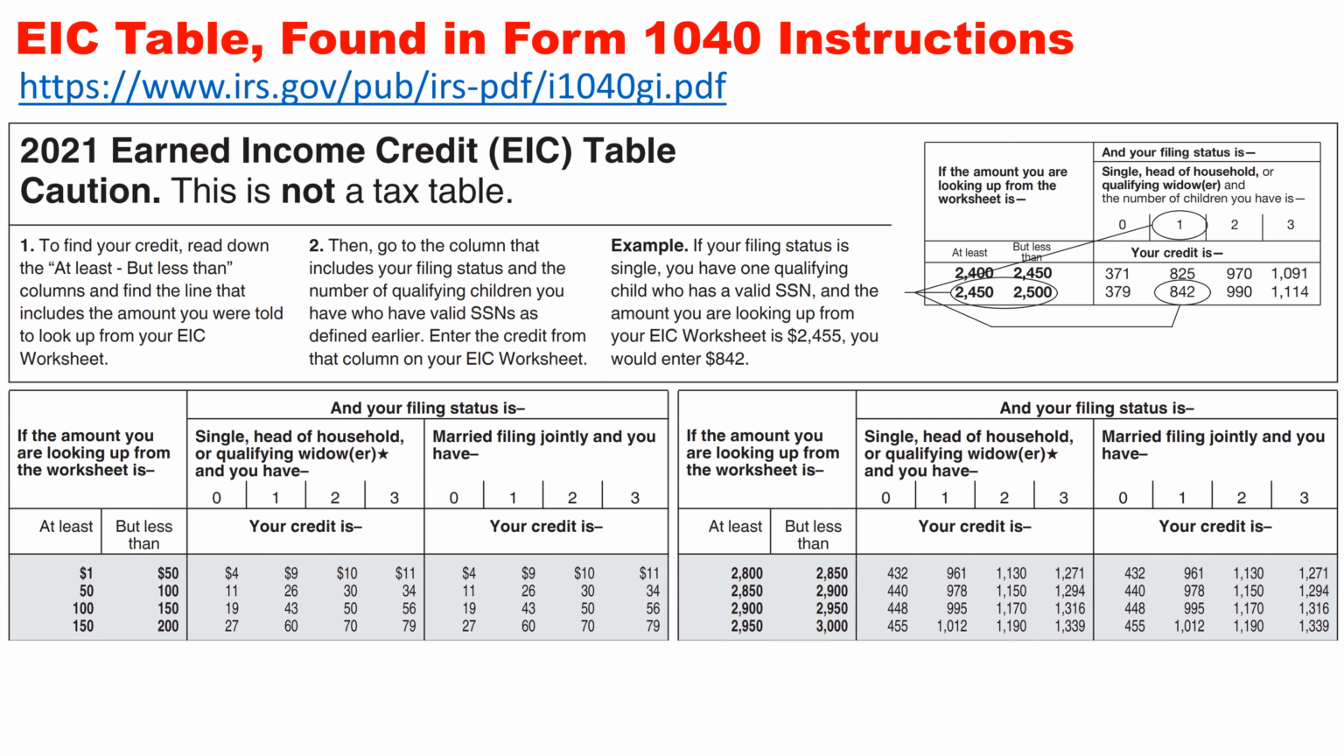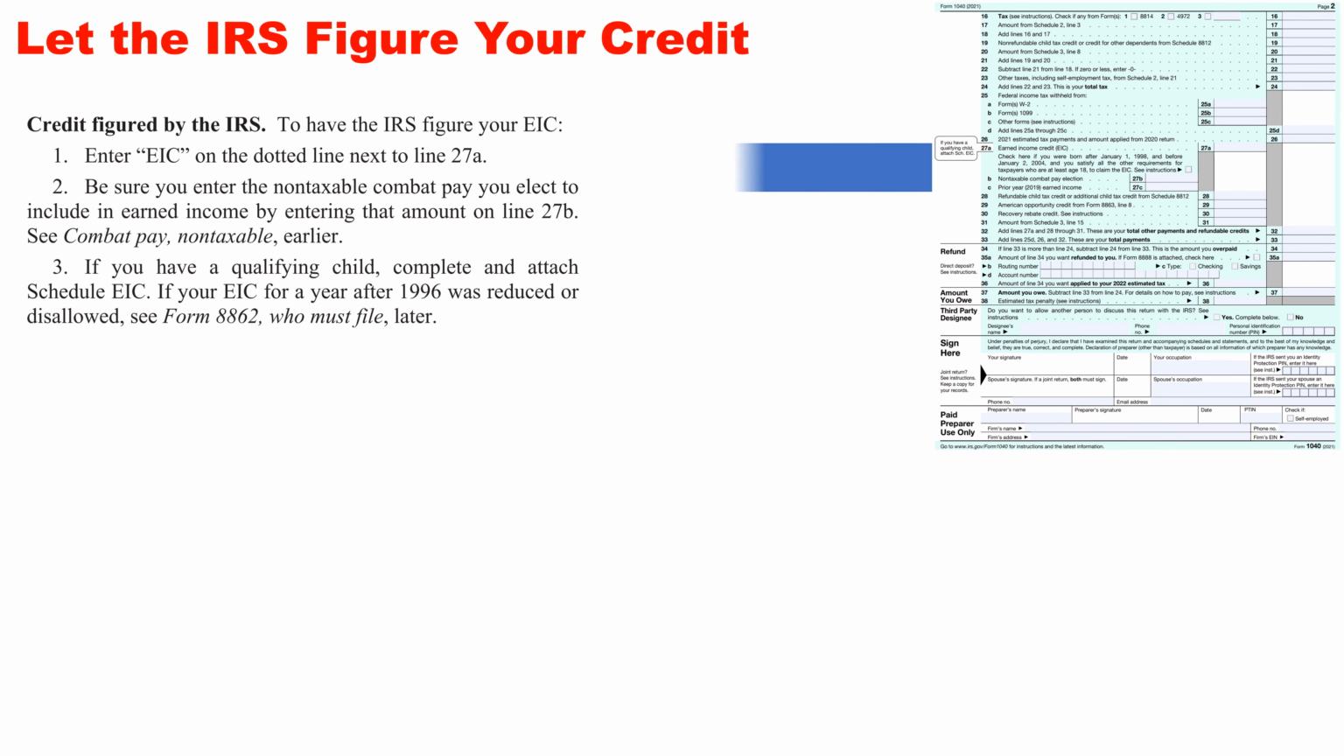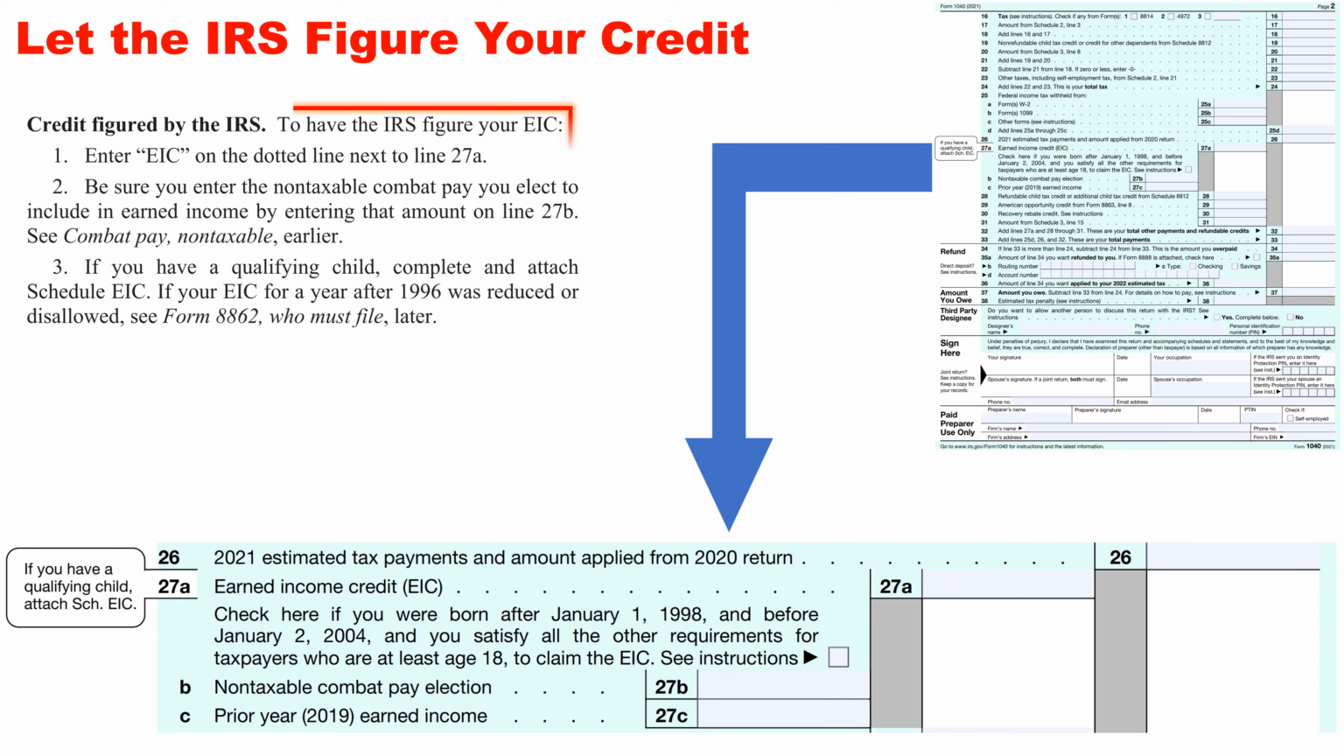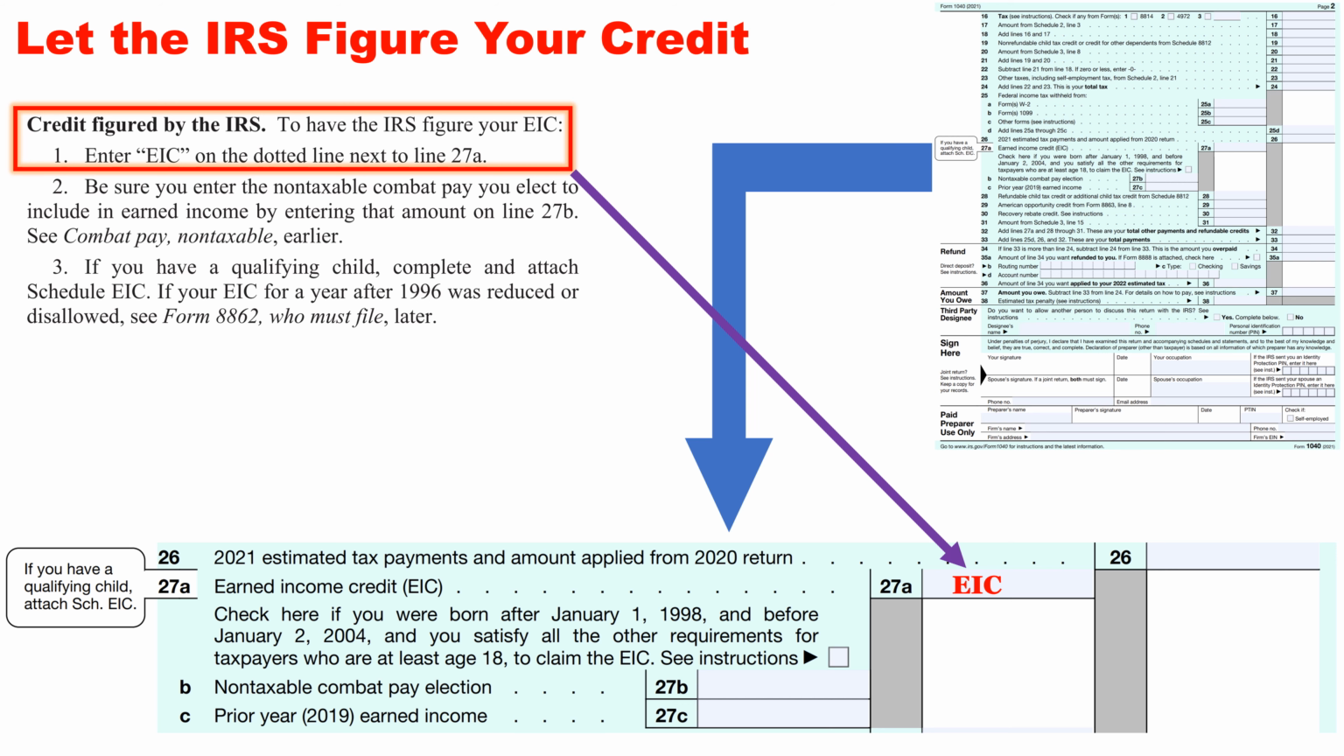The earned income credit can be found in the EIC table in the instructions for Form 1040. You can find the appropriate credit by selecting the row for your income, then selecting the column based on your filing status and number of qualifying children. Although most people will use software that calculates this automatically, this is a good way to quickly see how much you will qualify for before you file your return. In the unlikely event that you do file a paper return, you can let the IRS figure your credit simply by writing EIC on line 27A on Form 1040.